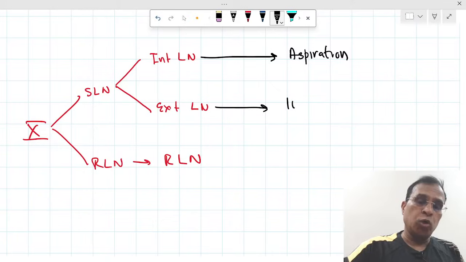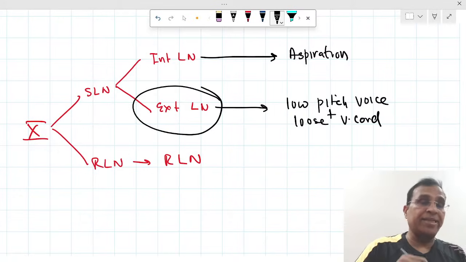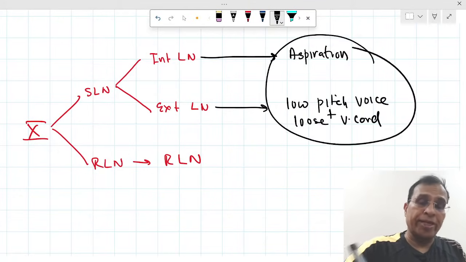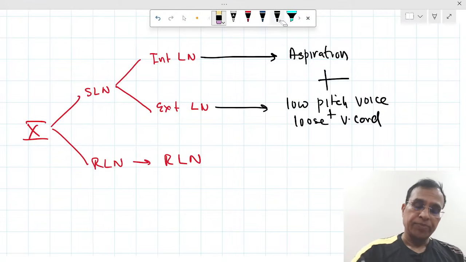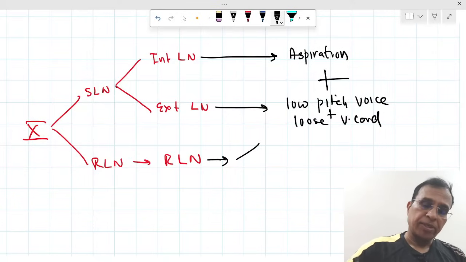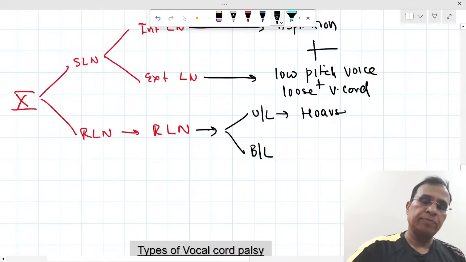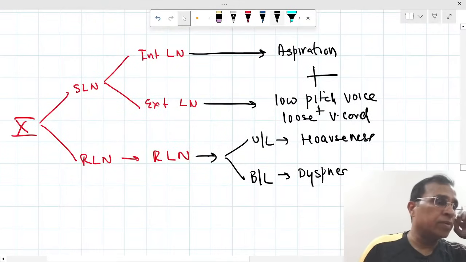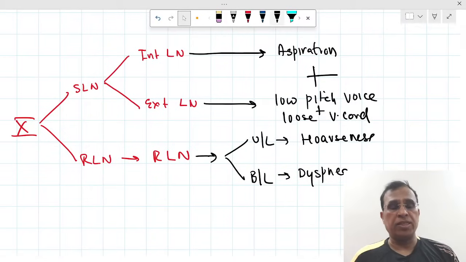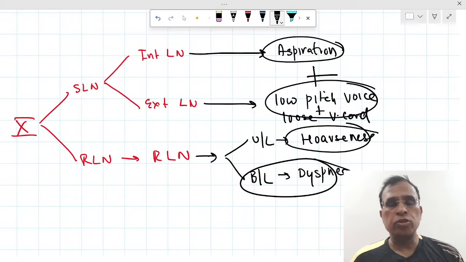If only external is gone, low pitch voice. So if low pitch voice plus loose vocal cord are the only complaint, then the external laryngeal nerve is damaged. If the patient has both symptoms together, aspiration plus low pitch voice, then superior laryngeal nerve is the correct answer. And when it comes to the recurrent nerve, this depends, is it unilateral or bilateral? If it is unilateral damage, hoarseness is the only complaint, and if it is bilateral, dyspnea is the main complaint. So if you remember this, Suru, this is for Suru, then you can answer the question on vocal cord palsy. Based on the main symptoms, you can pick the nerve. So this should not be difficult for you.